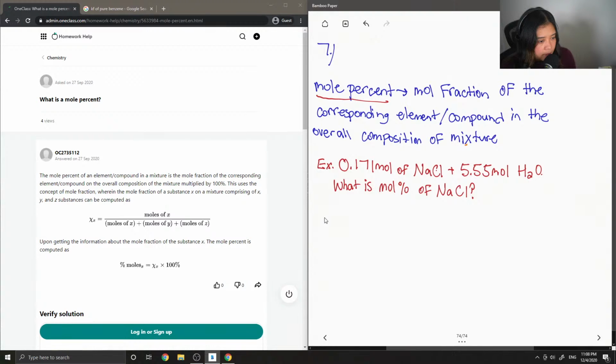Okay, so we denote mole percent as just X. So the X of NaCl is equal to the number of moles of NaCl divided by the total number of moles. So the total moles is just the sum of the moles of NaCl and water.